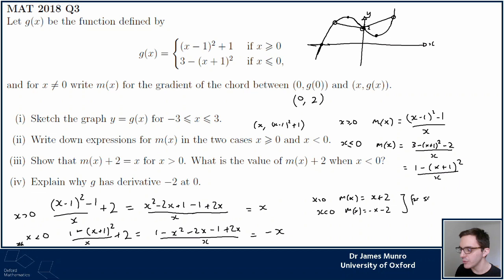For small x, these both get close to minus 2. That's why g has derivative minus 2, because the gradient of those chords gets closer and closer to the derivative of g at that point, provided they all go to the same thing. Right, okay, that's the derivative of g at 0.